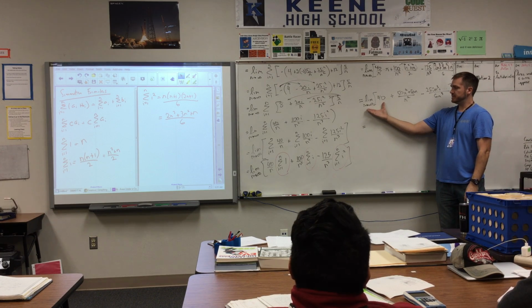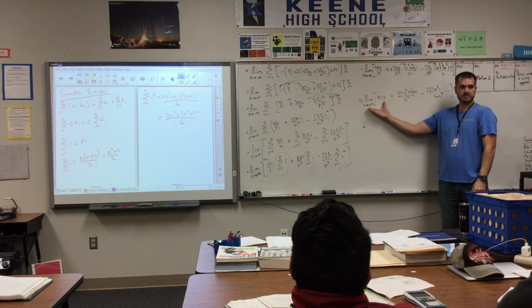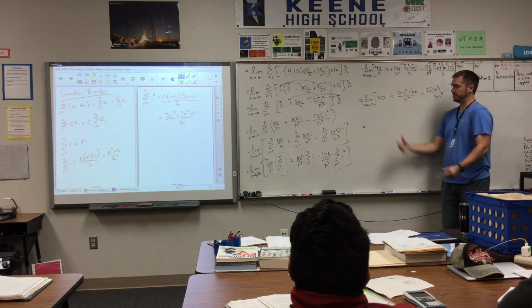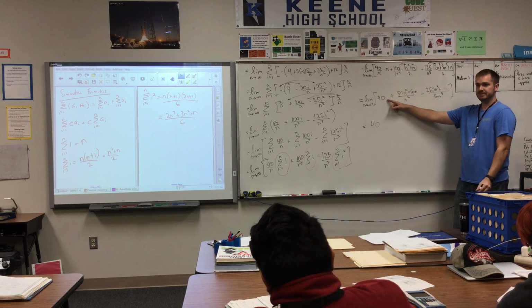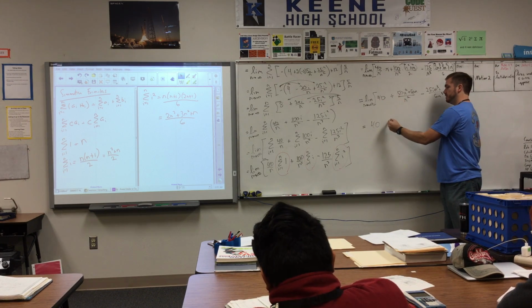So rather than writing the limit on each one of those, we'll just discuss it out loud. What is the limit as n approaches infinity of 40, class? Big guess, it's fine. 40? Yeah, it's 40, because there's no n, right? It doesn't change. It's just 40.